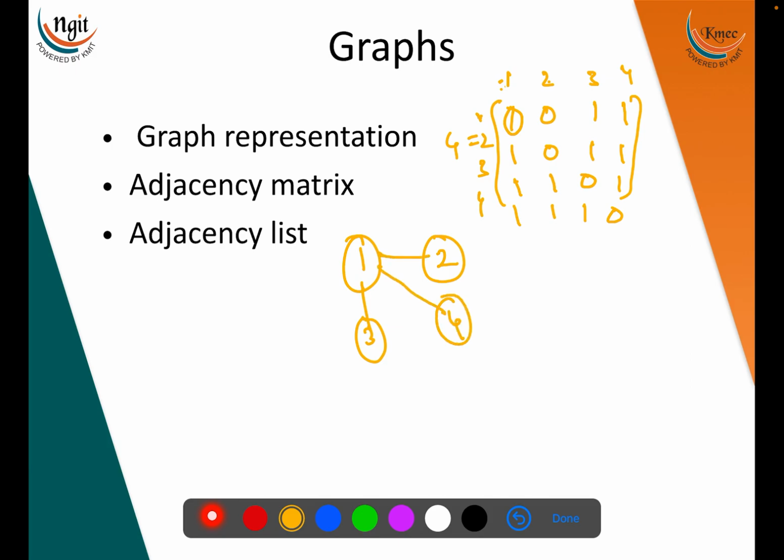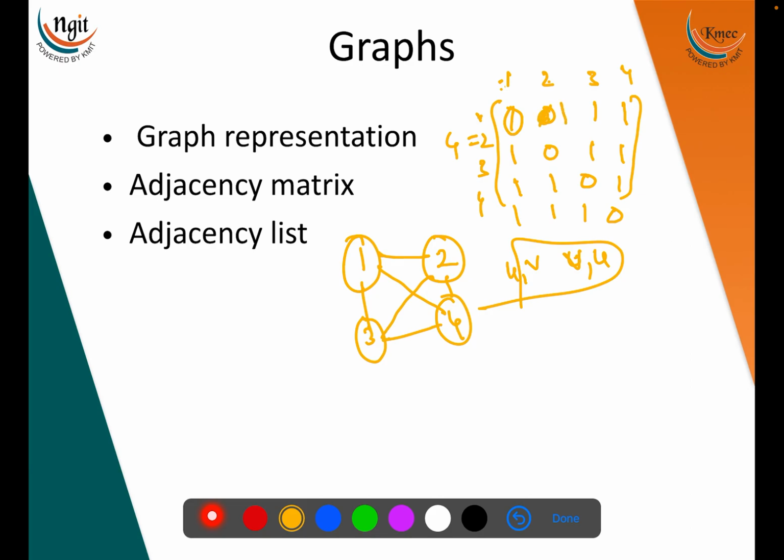2 to 1, edge is existed. 2 to 2 0, 2 to 3 edge is existed, and 2 to 4, yes it is. 3 to 4 also yes it is. 3 to 1, so yes it is. Just now we came to know that u comma v and v comma u is same for one undirected graph. So 1 comma 2, if it is having an edge, it is quite possible that 2 comma 1 also have some edge. So I'm going to change this 0 to 1.